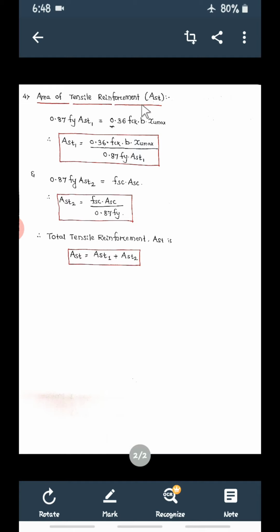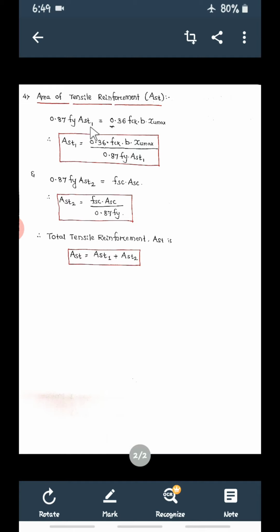So how will we find this? Equate the forces in the steel as well as in the concrete. The force is stress times area: 0.87 Fy AST1, for the under-reinforced beam. So 0.87 Fy AST1 is equal to 0.36 FCK B into XU max. You have to consider XU max here, not XU. Stress 0.36 FCK into area B into XU max. So total tensile force equals total compressive force, so T is equal to C.